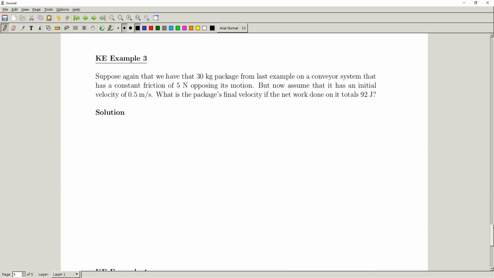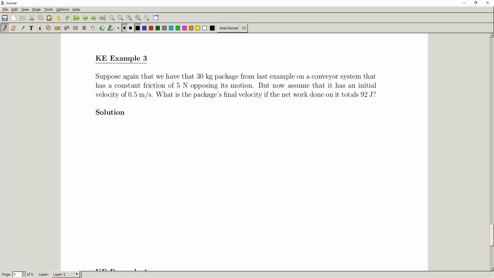Okay, a third example. Again, I have some numbers here. Suppose again that we have our 30 kilogram package from the last example on this conveyor, and it has a constant force of friction, as it did in the last one, of 5 newtons opposing its motion. But now we assume that it has an initial velocity of 0.5 meters per second. What is the package's final velocity if the net work done on the package is 92 joules?